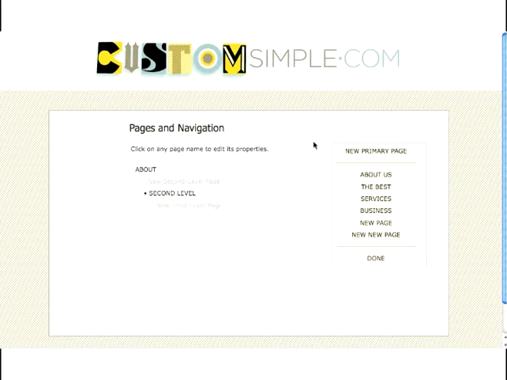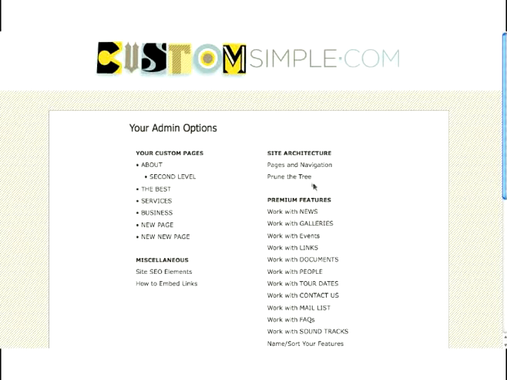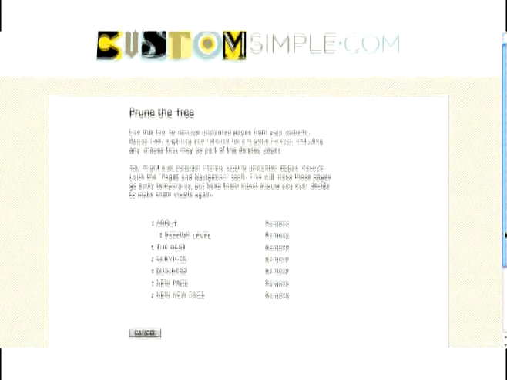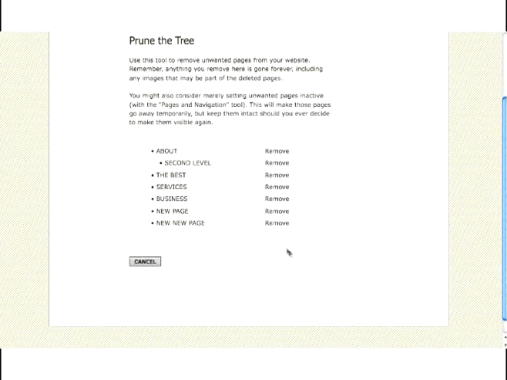Now that we've learned how to add a new piece of primary navigation, how to edit our primary navigation, and how to add a second level navigation, let's look at how to remove navigation if we don't want something. We go to Prune the Tree, which is consistent in all admin sections. And as you can see, here is all of our navigation, our primary navigation, secondary navigation, etc. So let's select the second level navigation that we just added.